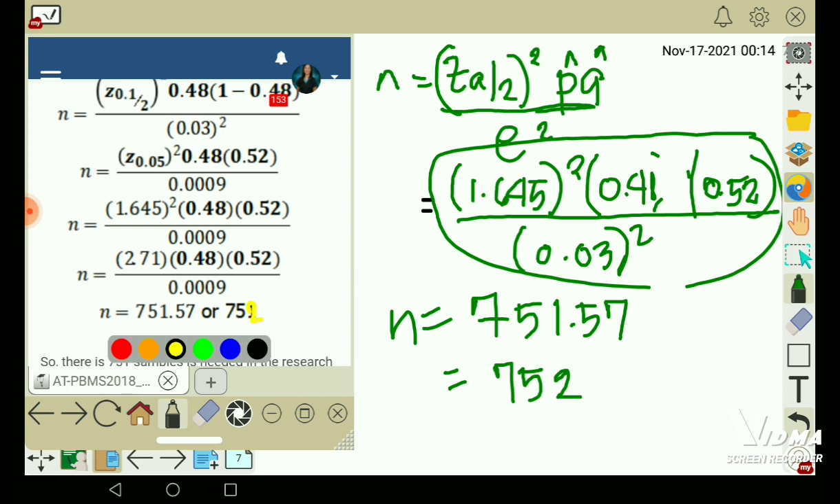And if we compute all of this using your calculator, we have 751.57. And again, any decimal number automatically gets plus 1. So that's 751 plus 1, because it is automatically plus 1. That is a total of 752. So now your sample size is actually 752.